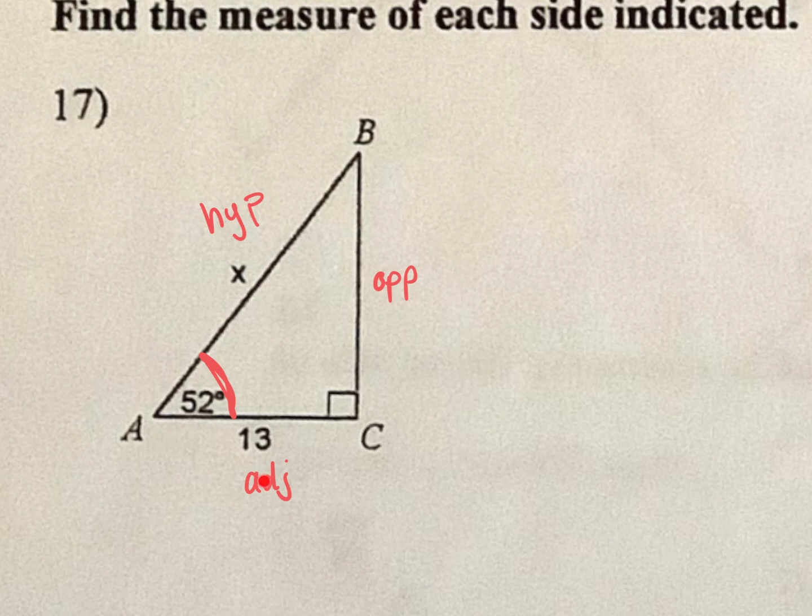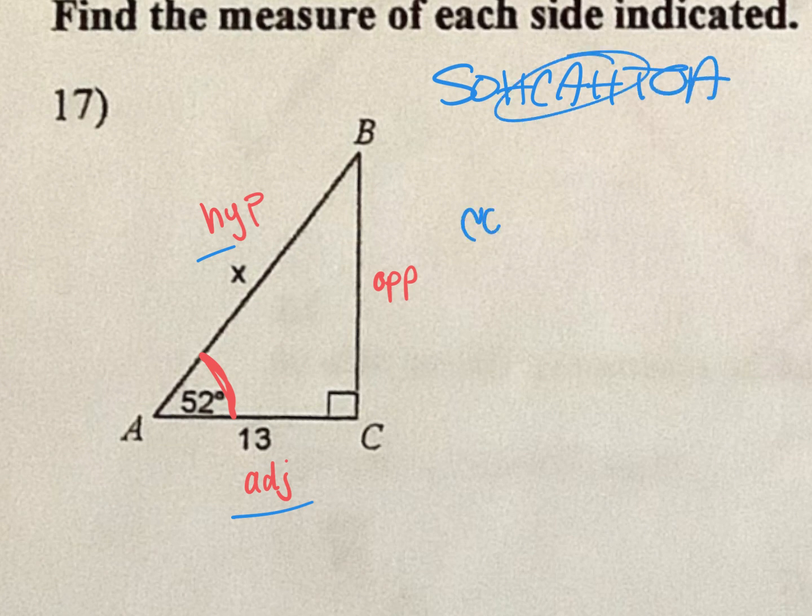So since we know this side, we're looking for this side, and we have a measurement of our reference angle, we're going to use adjacent and hypotenuse to set up a trig function, so we can write an equation to solve for that side. So since we have adjacent and hypotenuse, we're going to use cosine. So cosine of our angle measure equals adjacent, which is 13, over hypotenuse, which is x.